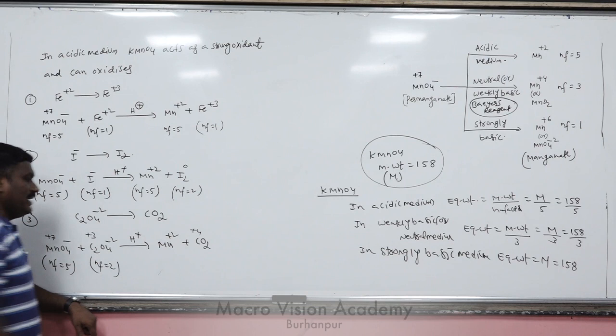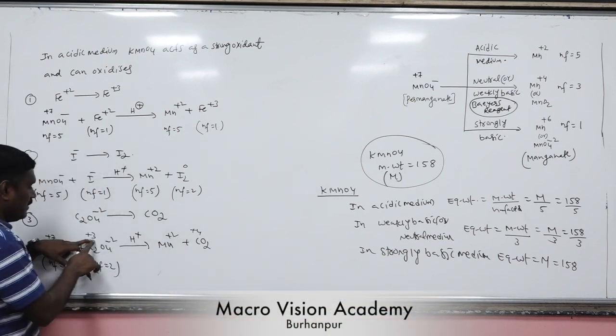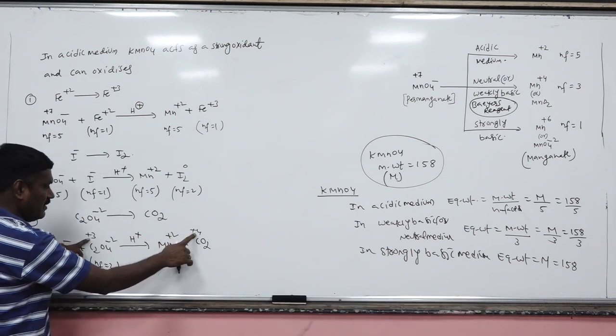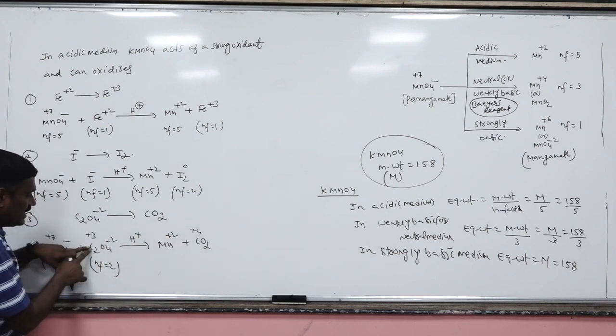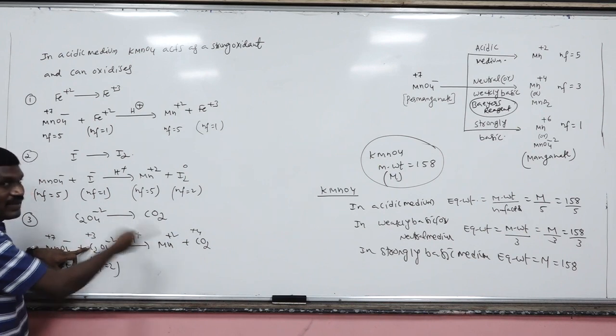Are you getting? Clear or not? Once again, plus 3 changes to plus 4, change is 1. One carbon atom change is 1. But in one mole, how many carbon atoms are there? 2. So we have to multiply the number of carbon atoms.